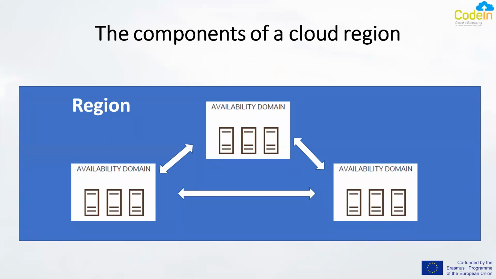Each region consists of at least 3 independent data centers, which ensures additional availability. In addition, data centers are connected to each other by a low latency, high bandwidth network, so the outage of one or two does not interrupt the availability of the service within one region. Every data center in such an architecture is called an availability domain, AD.